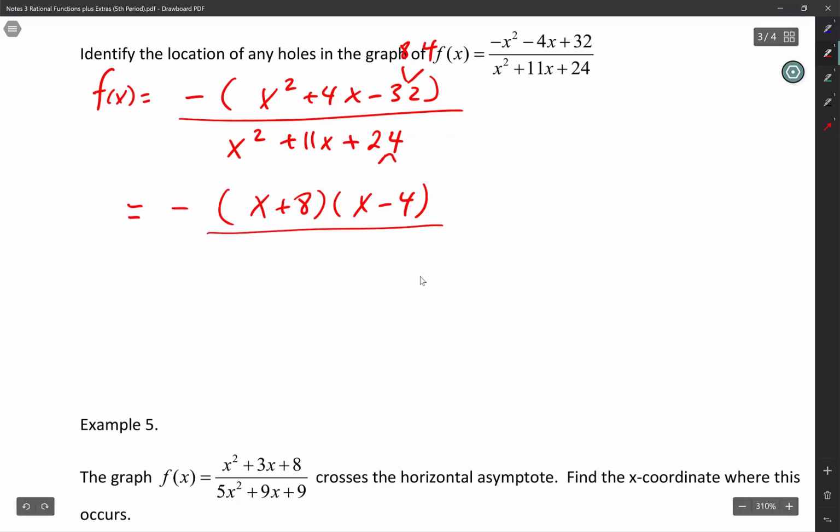2 numbers that give you 24 that add up to 11. Well, it can't be 6 and 4 because 6 and 4 adds up to 10. So it has to be 8 and 3.